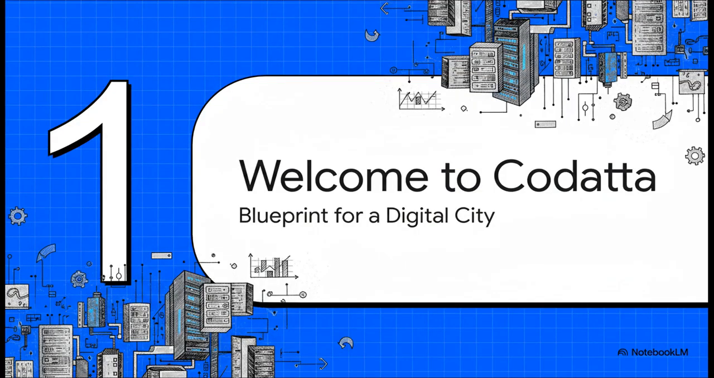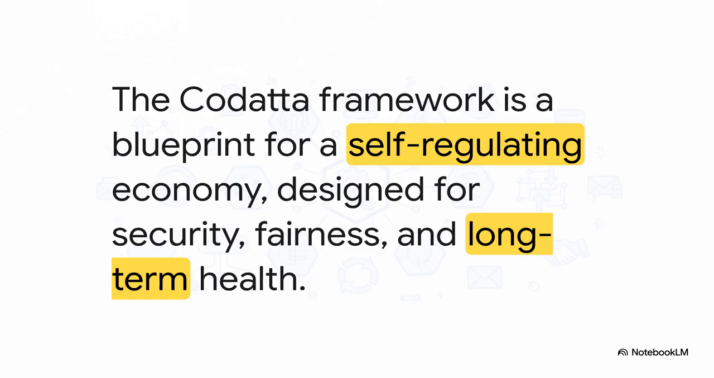Welcome to Codatta's economy, and I want you to try and forget about lines of code for a minute. Instead, think of this as the master plan, the architectural blueprint for a brand new kind of digital city. So at its very heart, this whole framework, it's not just a rule book, it's a blueprint for an economy that can regulate itself. That's the key. The whole thing is designed just like a really well-planned city with these built-in rules to keep it secure, fair, and healthy for the long haul.